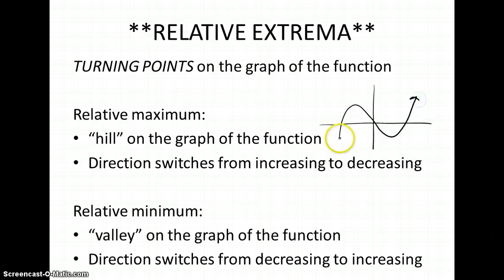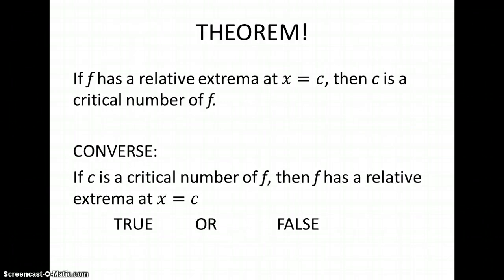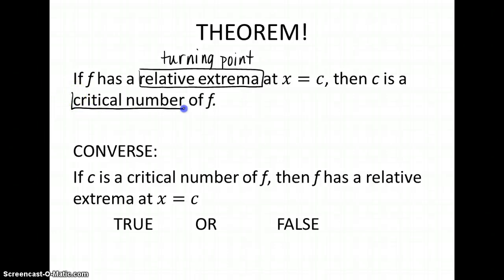So if we look at any continuous function, this would be a relative max, and down here would be a relative min. Hill, valley. If a function has a relative extrema at x is equal to c, then c is a critical number. So if a function has a turning point, a switch in direction, then c has to be a critical number.